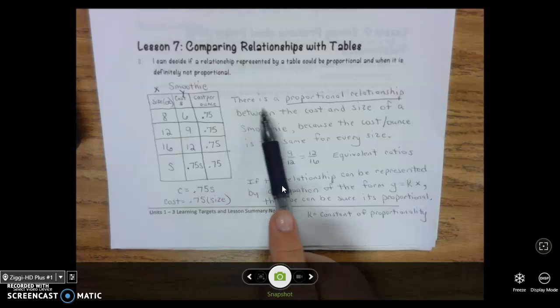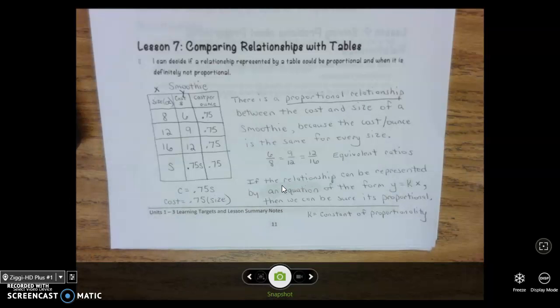So there, I want you to write this down. There's a proportional relationship between the cost and size of a smoothie because the cost per ounce is the same for every size. And they have equivalent ratios. The ratios of cost to size are the same.